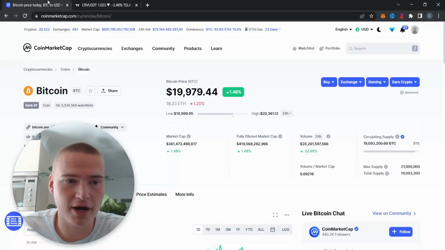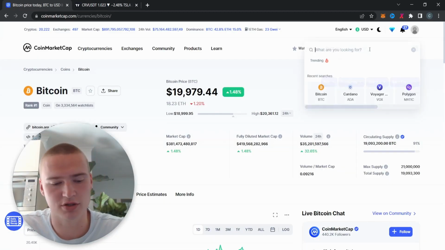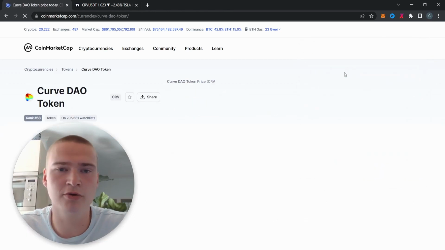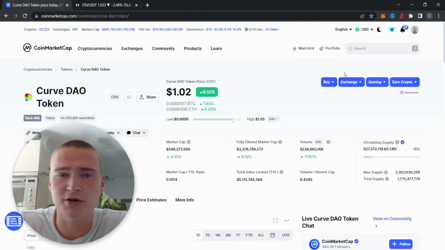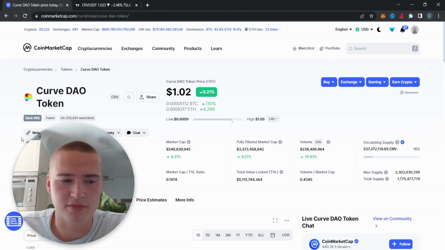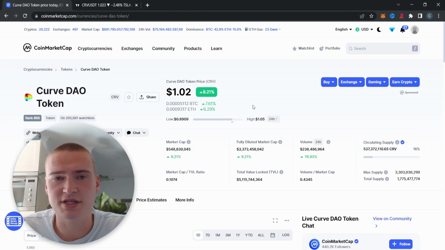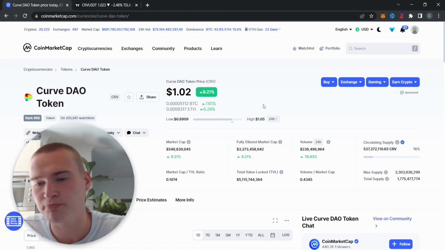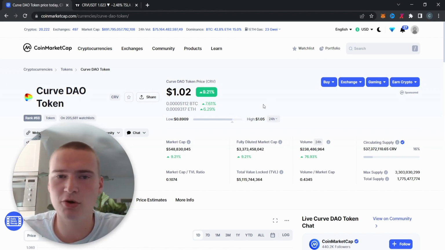And in this video, we're analyzing the CRV token, the token used on the Curve DAO. Oh, we should actually call it the Curve DAO token, which is obviously used on the Curve decentralized app and Curve Finance. And I wanted to cover it today because it has been relatively bullish. It's up 9%, which is great. Also up against the market, which has been relatively stable compared to yesterday.